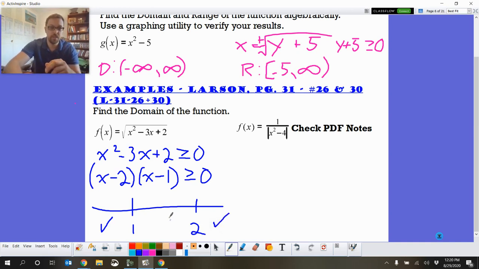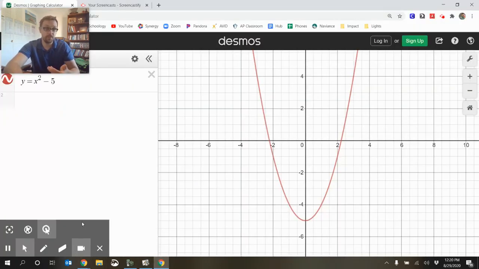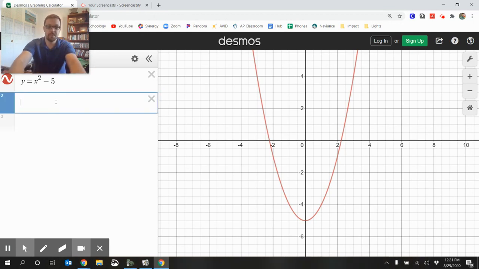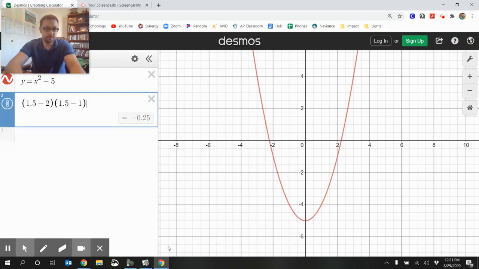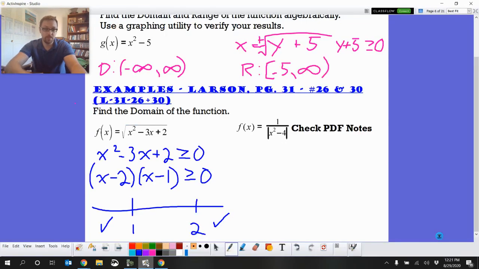So this part works. If we check something in the middle, say 1.5, we could actually use Desmos to check this out for us. Plus, I'm getting tired for the day, and I'm worried I'm going to get it wrong. So we check 1.5 minus 2 and 1.5 minus 1. Great. And we get negative 0.25. That is not greater than 0. So there, it does not work. So we do not have anything right here.